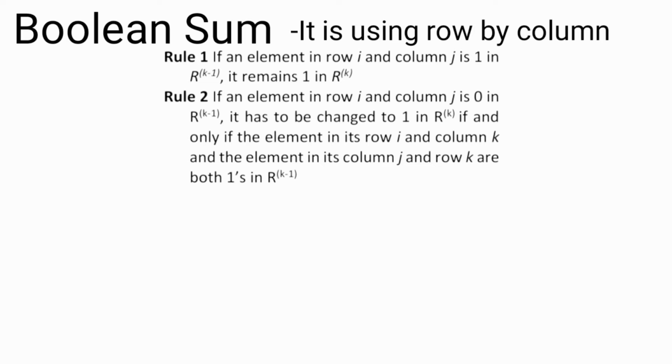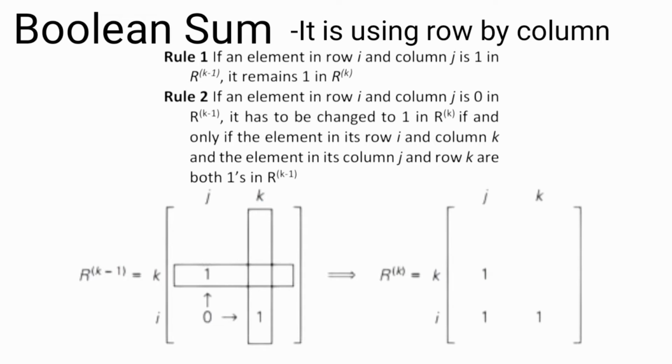In rule number 2, if an element in row i and column j is 0 in R sub k minus 1, it has to be changed to 1 in R sub k if and only if the element in its row i and column k and the element in its column j and row k are both 1s in R sub k minus 1. So this is the form.